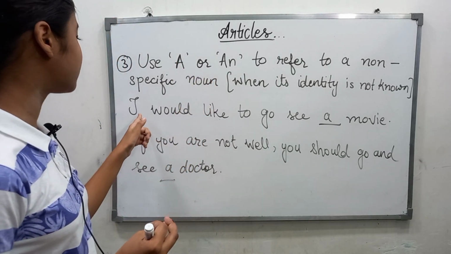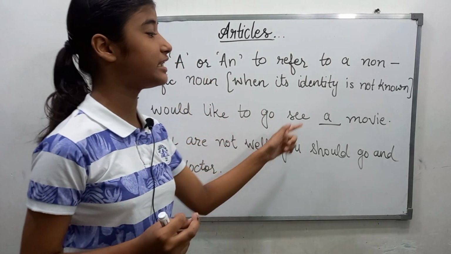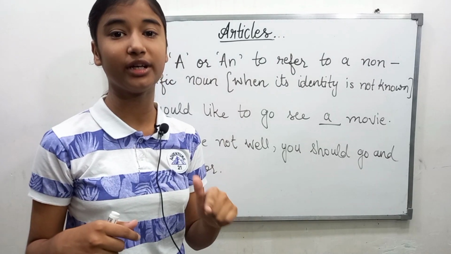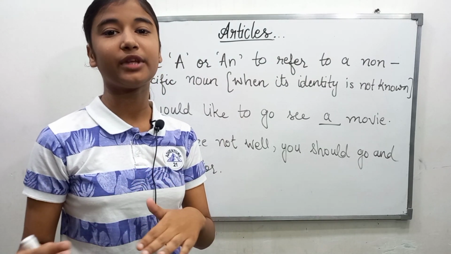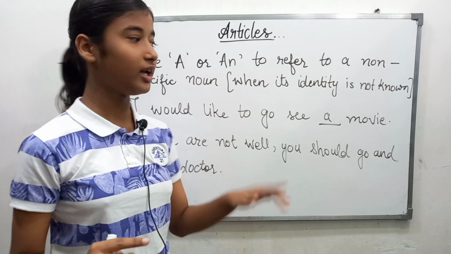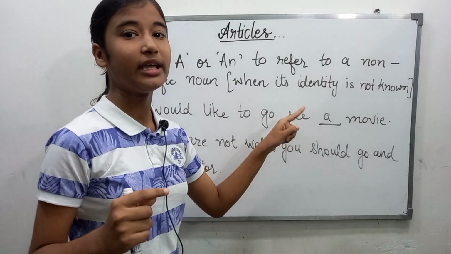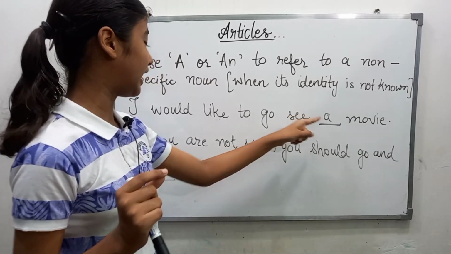Like in the examples, I would like to go see a movie. Now we are not saying that I should go and see this particular movie, but we are just saying that we are going to go and see a movie, though we have not given the name and its identity is not known. That's why you should put a.